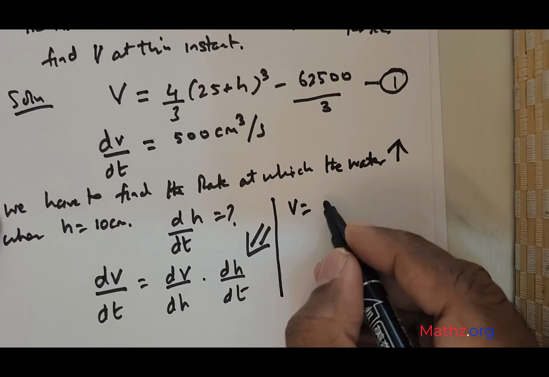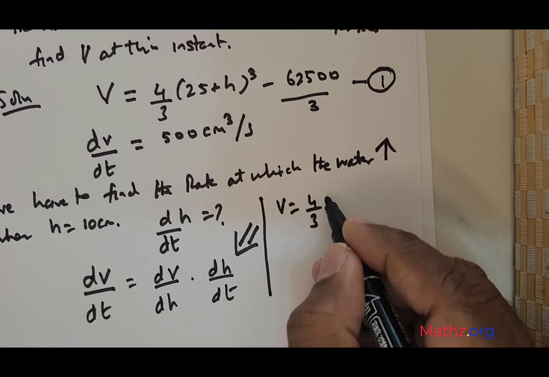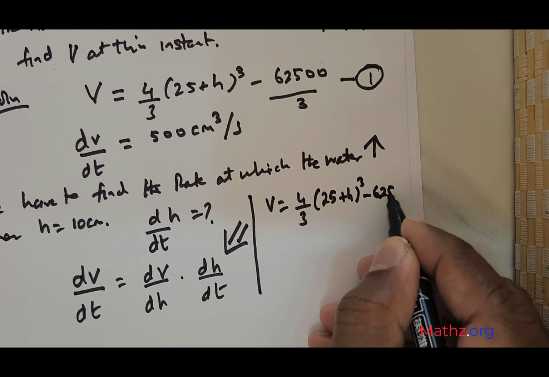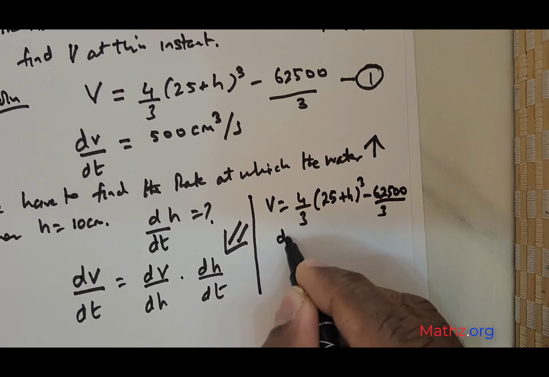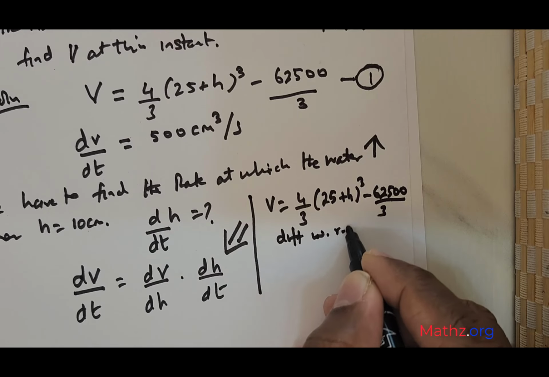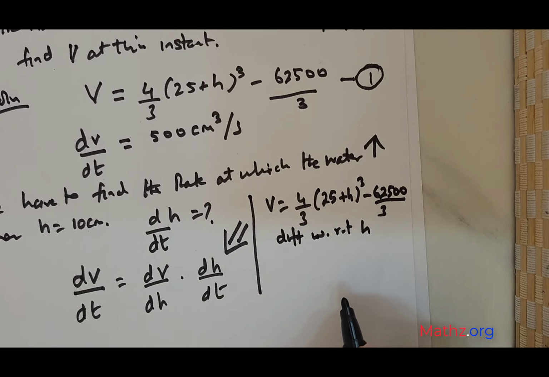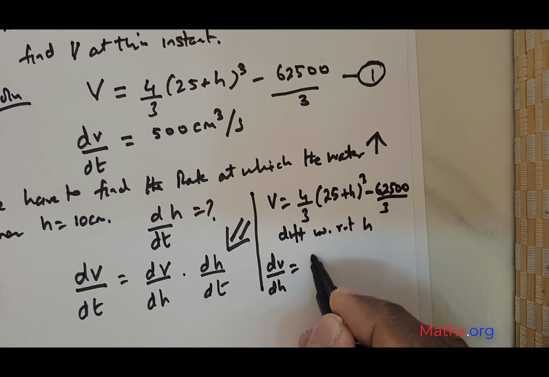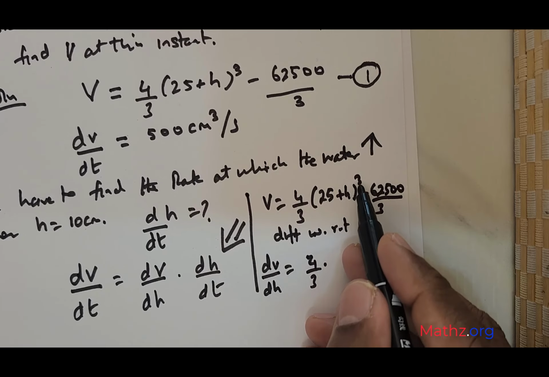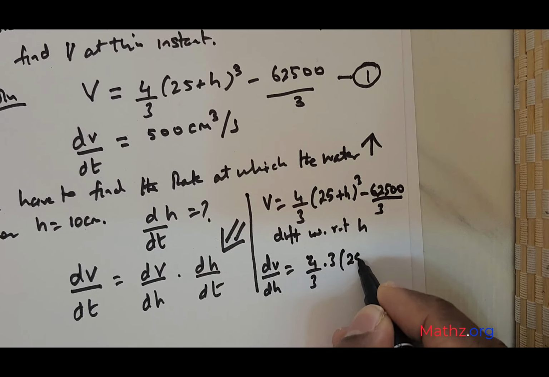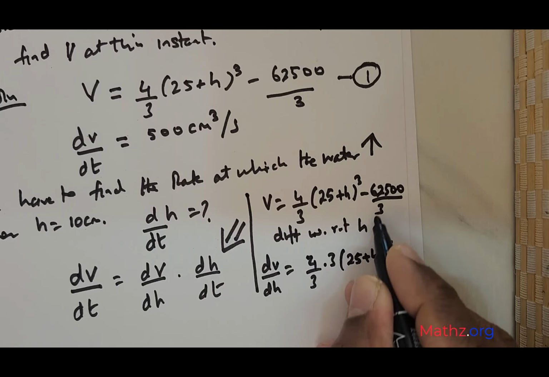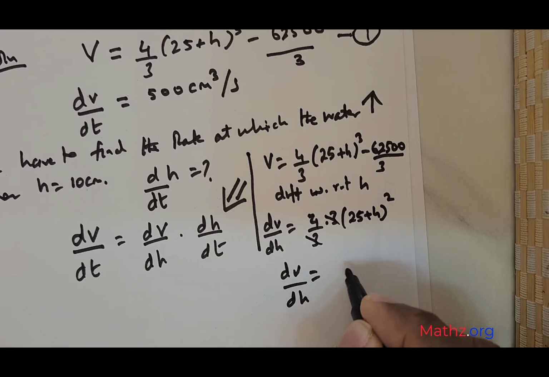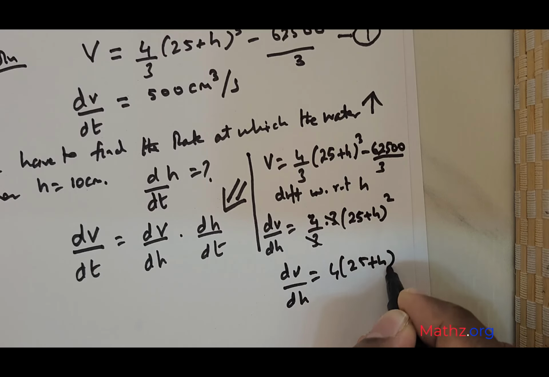So what we can do is, we can first get this. So I got v is equal to 4 over 3 times of 25 positive h raised to the power of 3 negative 62500 divided by 3. I'm going to be differentiating this with respect to h. When I do that, what do I get? I get dv over dh is equal to 4 over 3 multiplied with 3 times of 25 positive h raised to the power of 2. This is going to be 0. 3 gets cancelled. So dv over dh is 4 times of 25 positive h raised to the power of 2.